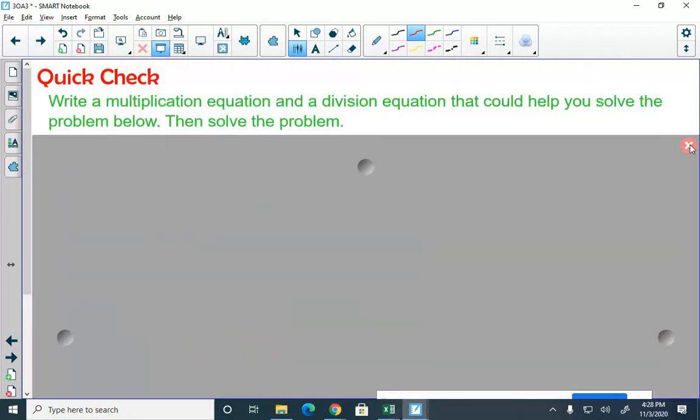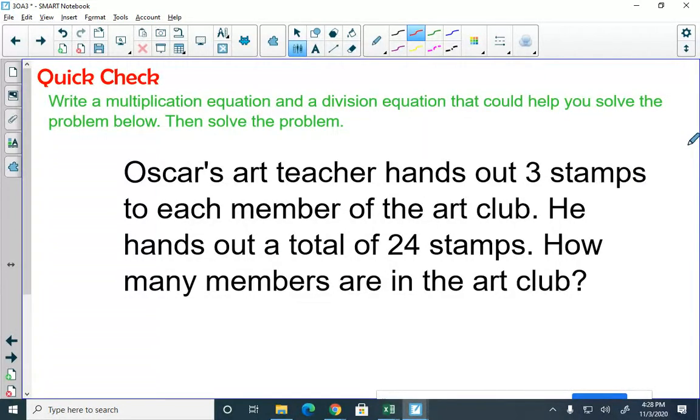Here's our quick check. If you'd like to look at it again and pause the video, come work your answer out on paper and then check back with me. Write a multiplication equation and a division equation that can help you solve this problem and then solve it. So Oscar's art teacher hands out 3 stamps to each member of the art club. He hands out a total of 24 stamps. So we know how many in all, how many members are in the art club.